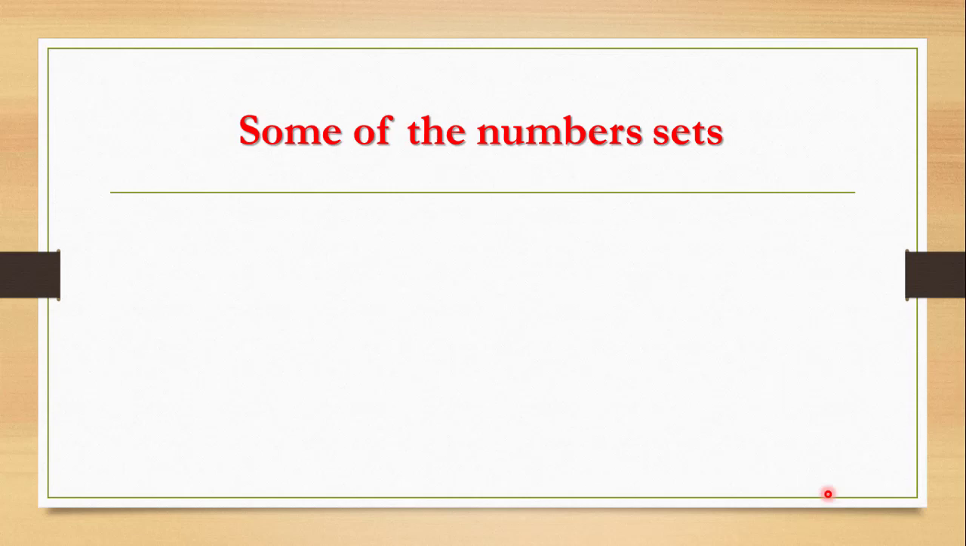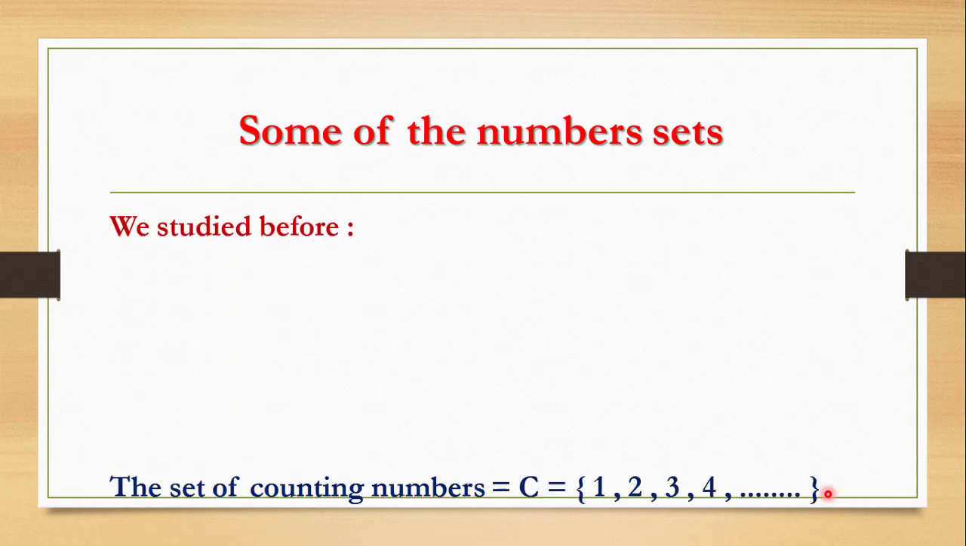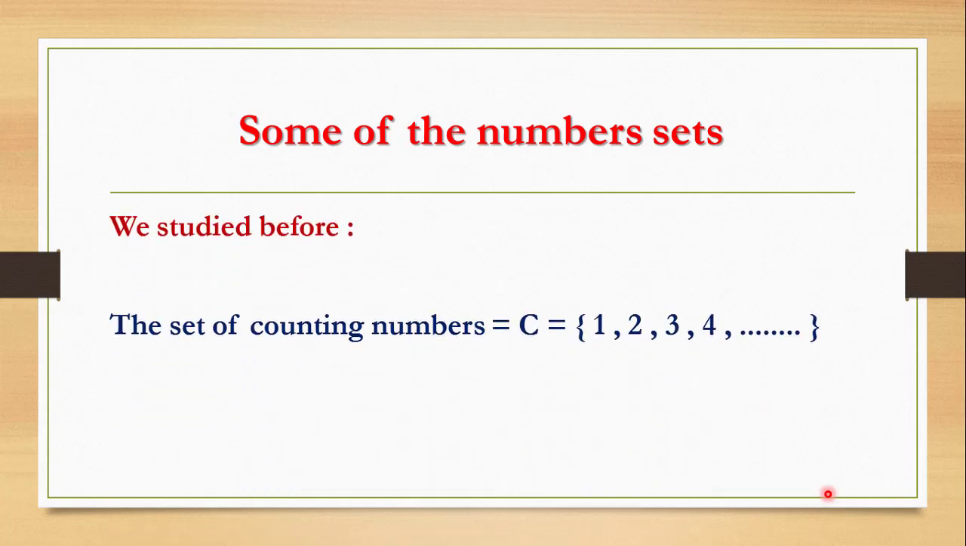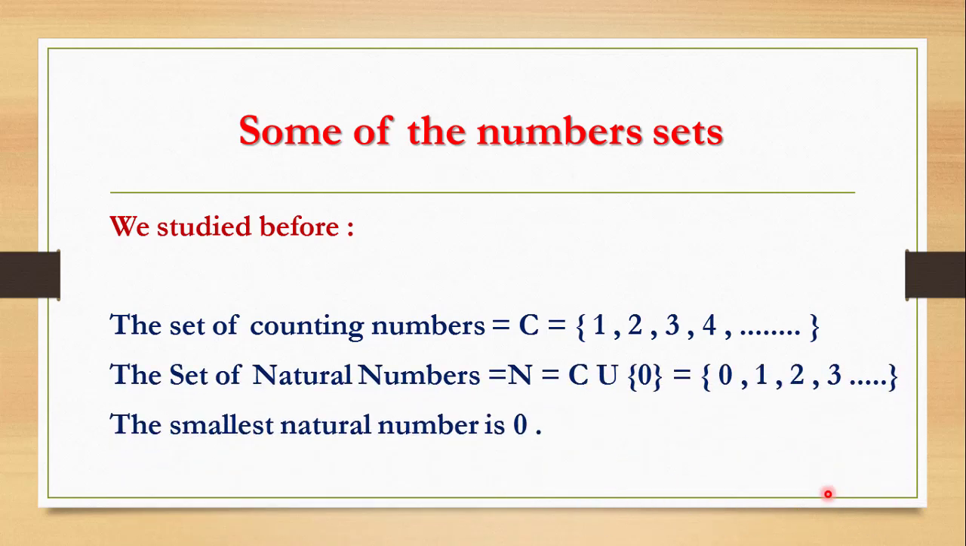We studied in primary 5 the set of counting numbers and the set of natural numbers. We said that the set of counting numbers starts with 1, 2, 3, 4, and so on. All are whole numbers. There are no fractions, no decimal numbers. Then we studied the set of natural numbers. It's the same as the counting numbers, but union the set of 0. So the natural numbers start with 0, then 1, 2, 3, and so on. The smallest number in the natural numbers is 0.